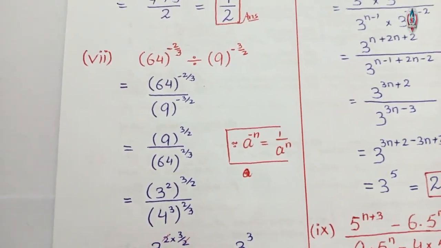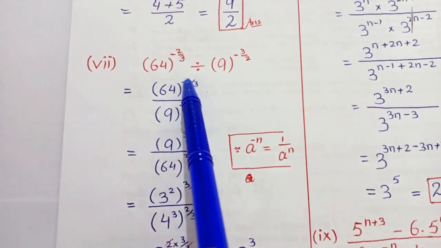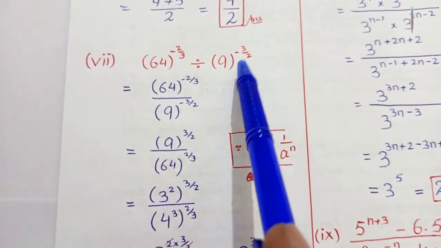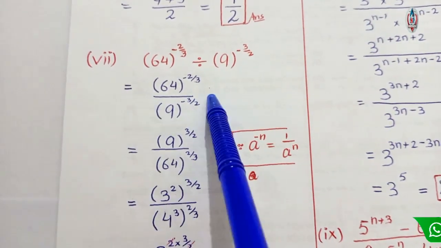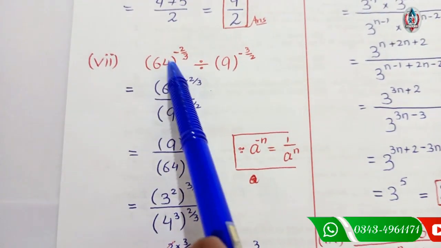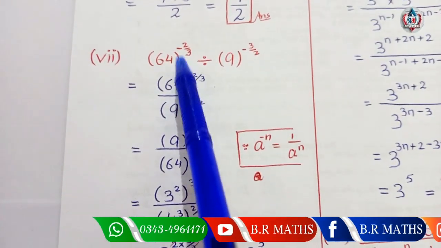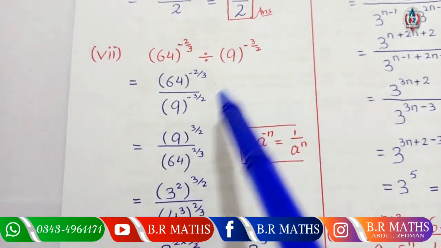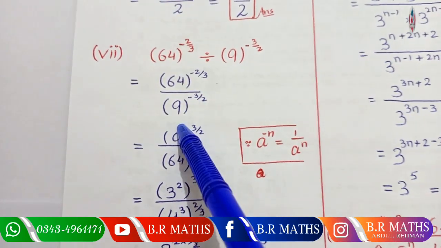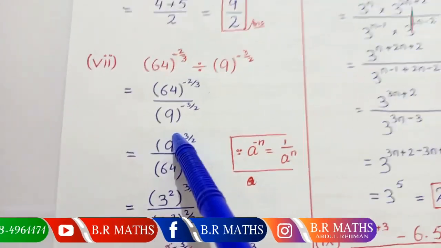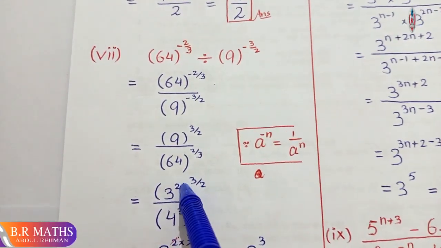or indices. The next part, 64 raised to power minus 2 by 3 divided by 9 raised to power minus 3 by 2. Students, divide means fraction, so take the first one, power minus, apply the identity, take the reciprocal due to the negative sign in the exponent, it becomes positive. Take the reciprocal: 9 is in the denominator, so move it to the numerator, similarly 64 in the denominator.